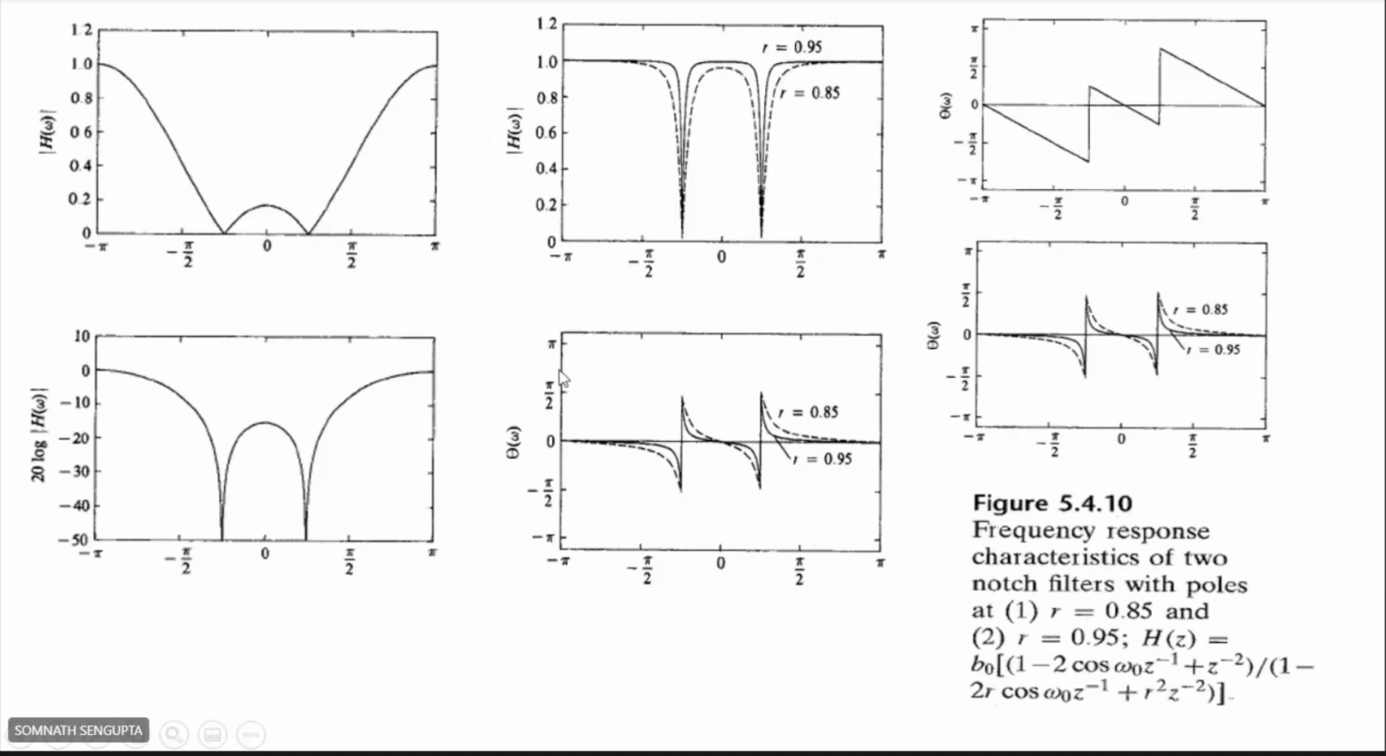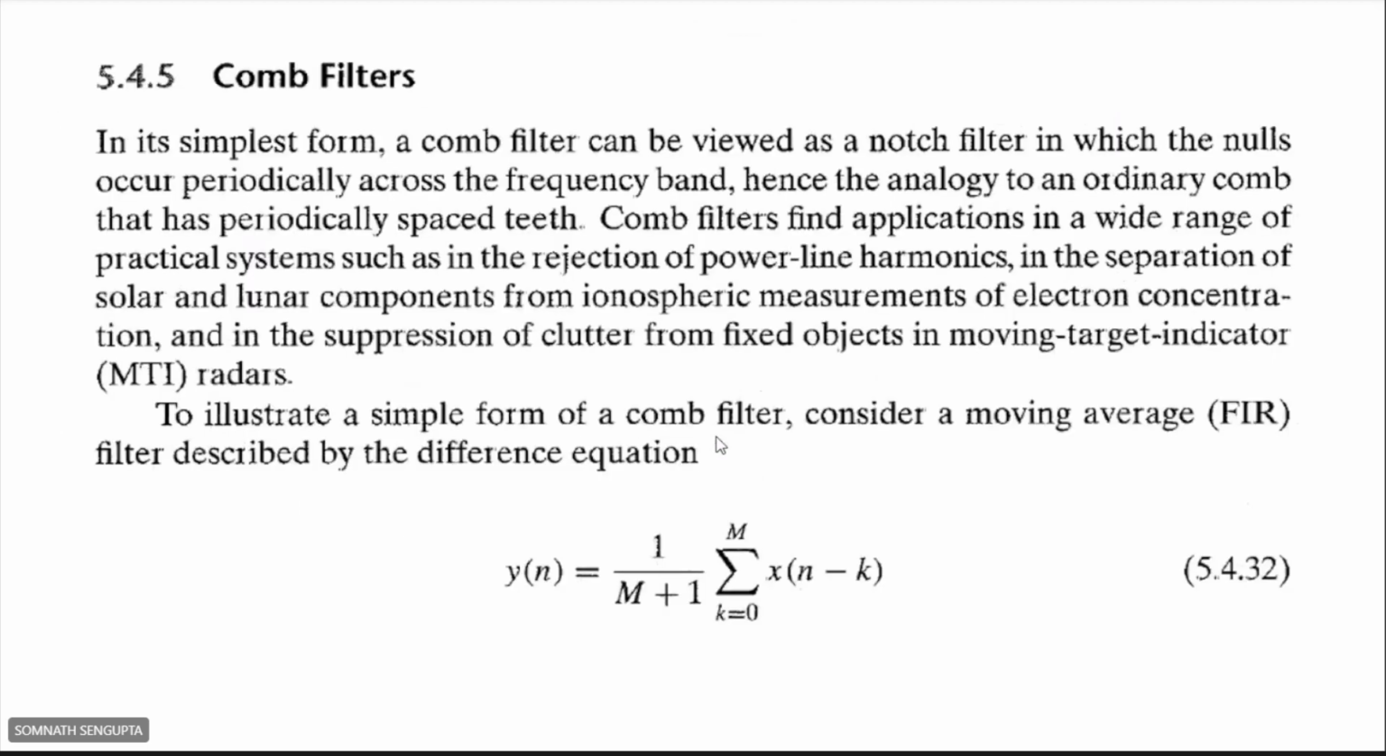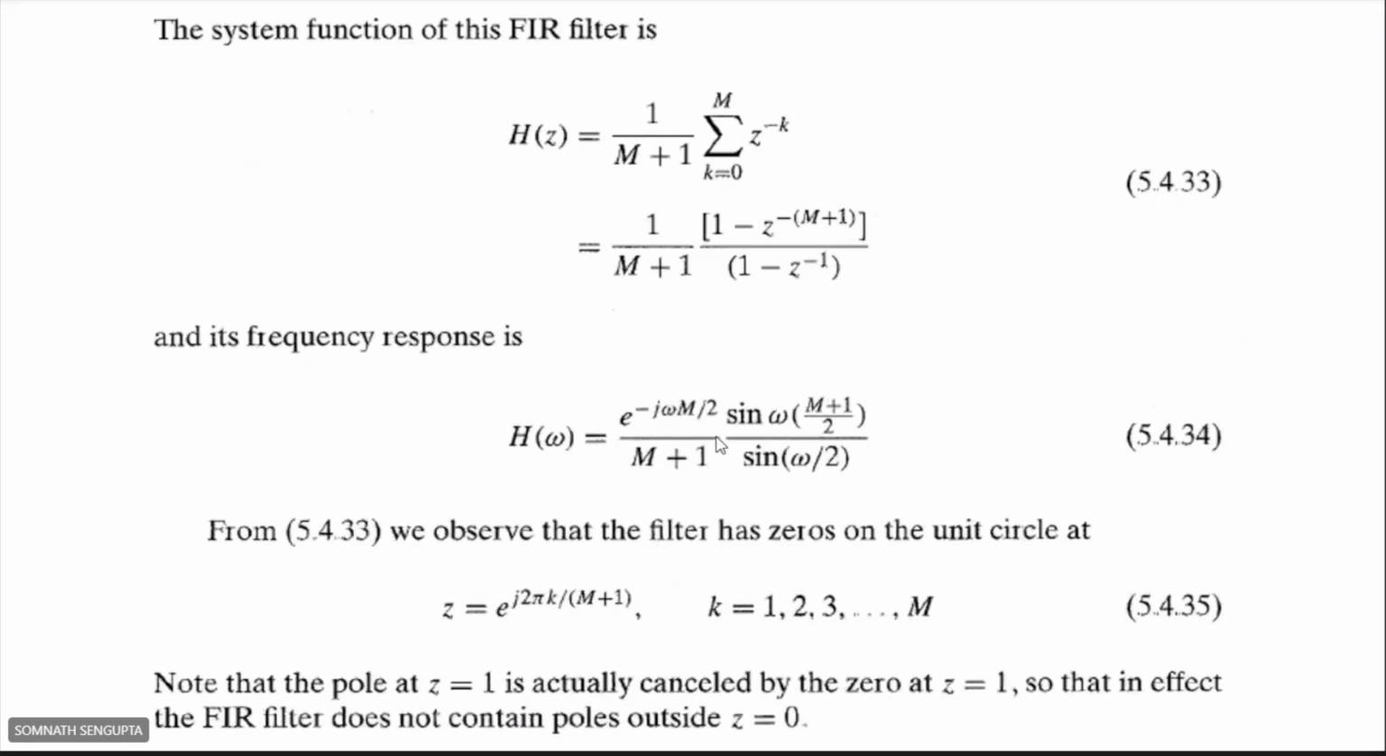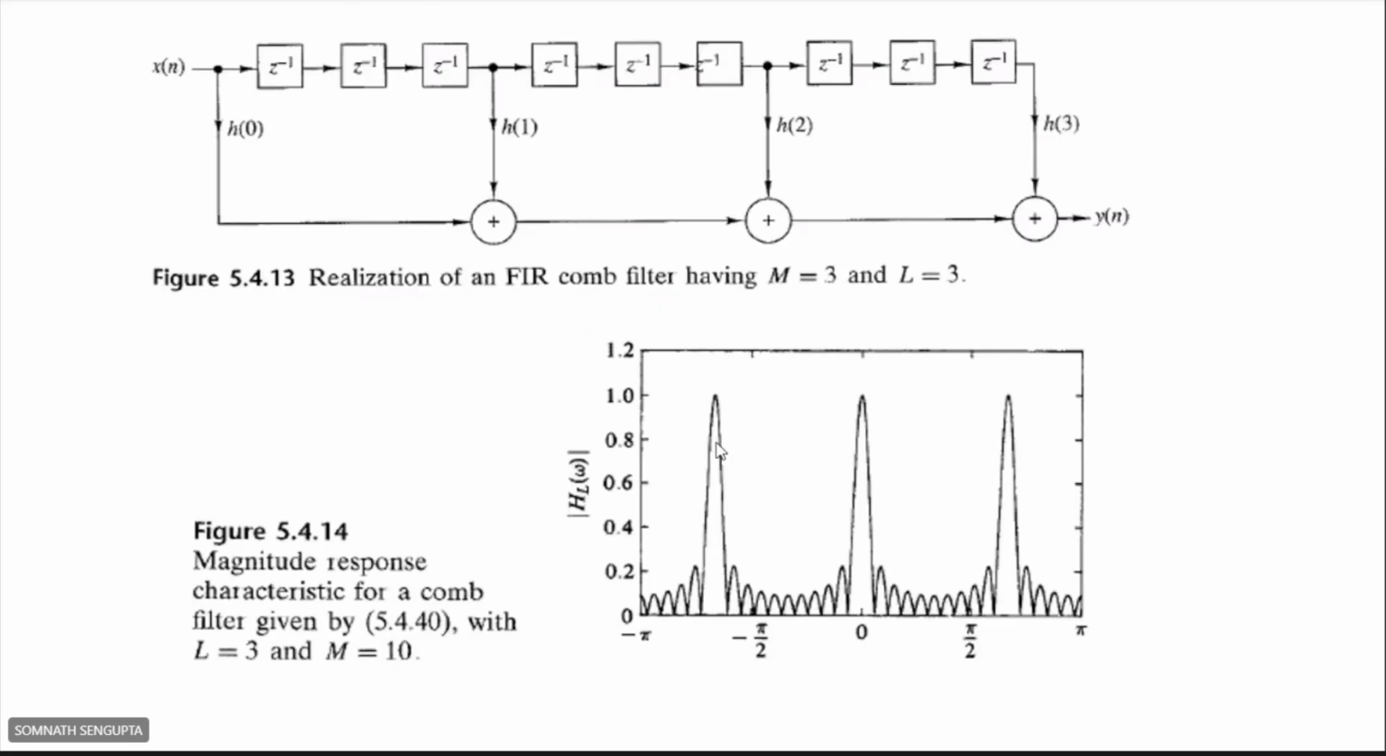So how to modify this type of characteristics, you can add some poles also, to further modify the filter. Then comb filter. Comb filter is what? Comb filter is this kind of response. At different frequencies, we will get multiple peaks. There are different frequencies at which gain is high. So this looks like a comb. The gain is high at those frequencies.